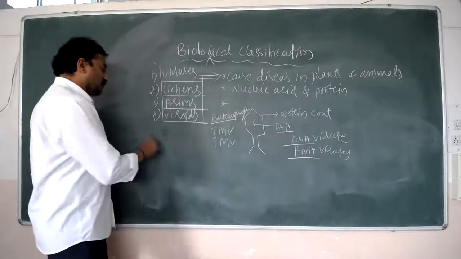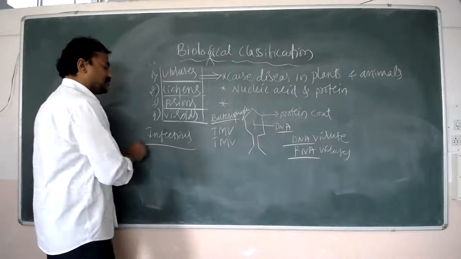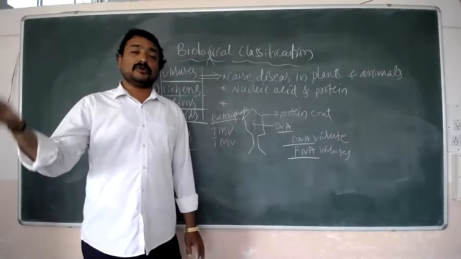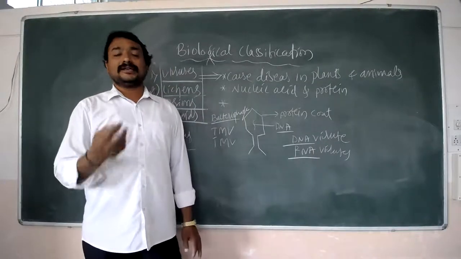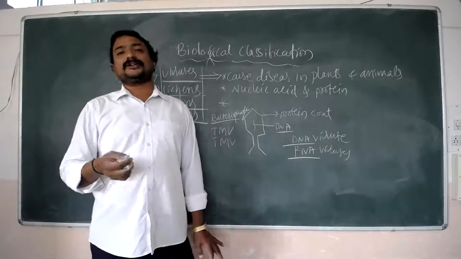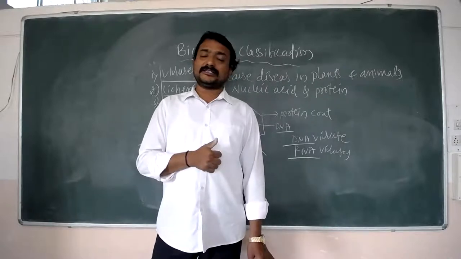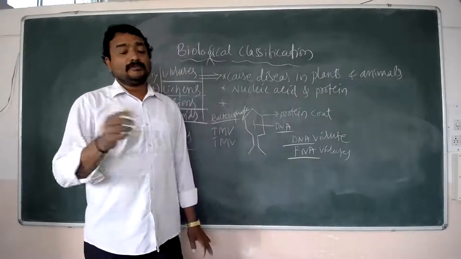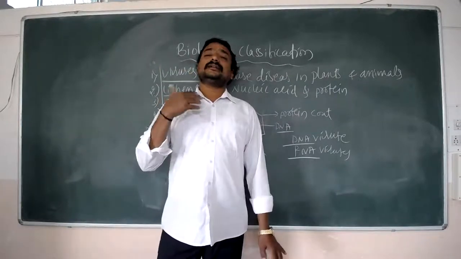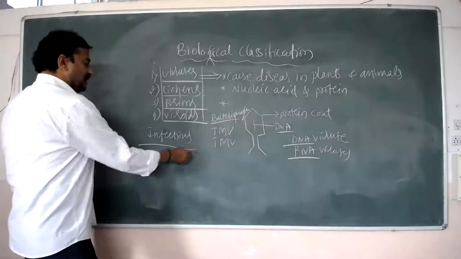Viruses are normally infectious. Infectious means they spread from one organism to another organism, one person to another person. So they get infected, and they lead to several different types of diseases. For example, in human beings, the latest disease is corona disease. Before that, we discussed viral fever, then AIDS, such types of viral diseases. So they are highly infectious.